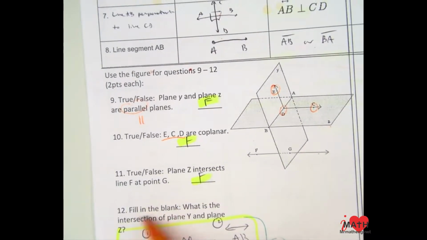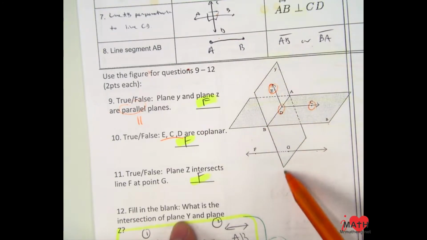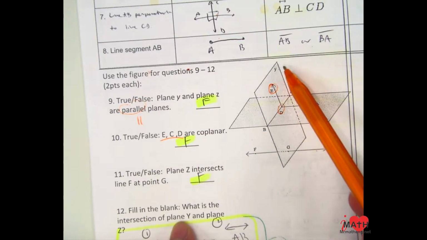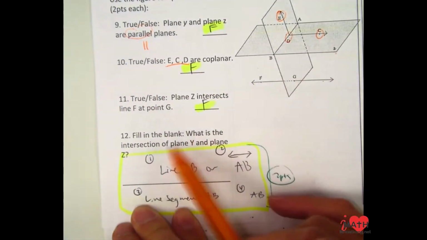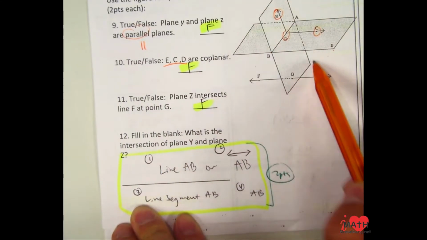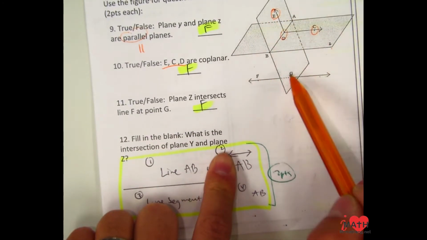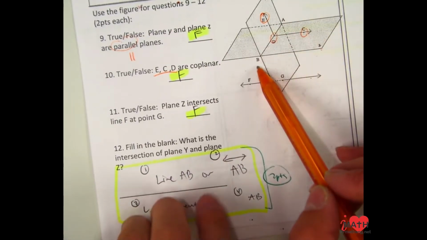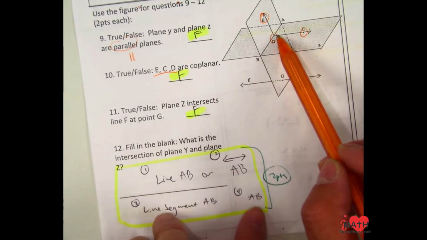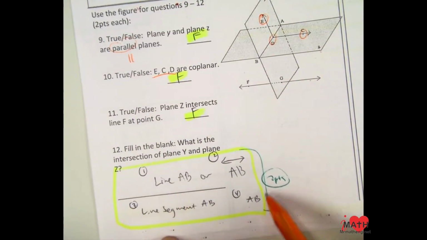Question number 12, fill in the blank. What is the intersection of plane Y and plane Z? Well, these two planes intersect here at this line. So this line, you can call it line AB, or if you said line segment AB, or any of these combinations here, I would have given you 2 points for. Okay.